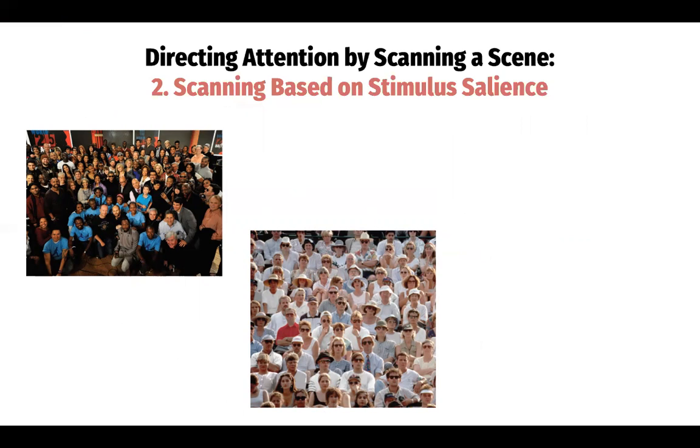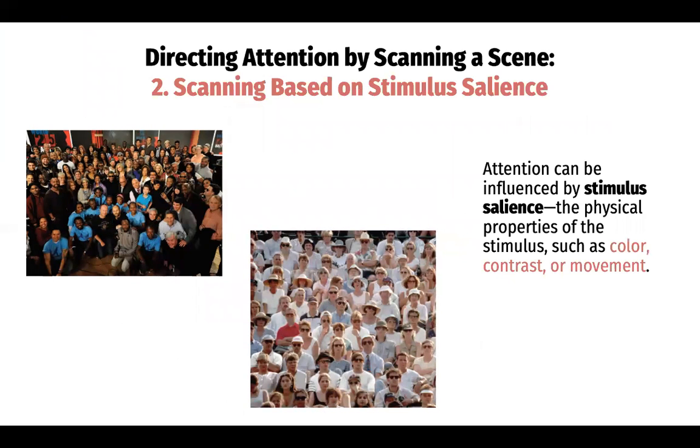Attention here can be influenced by the physical properties of the stimulus, such as color, contrast, or movement. Capturing attention by stimulus salience is bottom-up processing, because it depends solely on the pattern of light and dark and color and contrast in the stimulus. For example, the task of finding people with, say, blonde hair would involve bottom-up processing because it involves responding to the physical property of color without considering the meaning of the image.